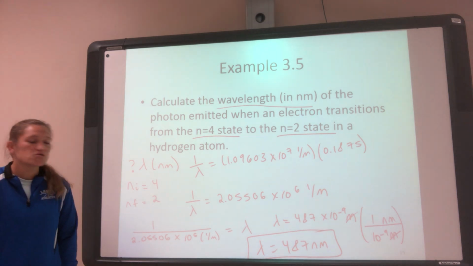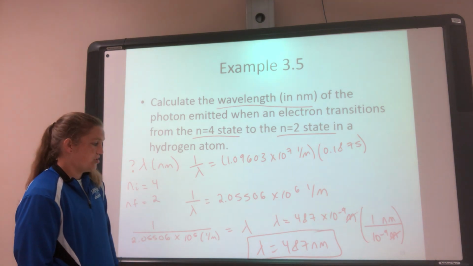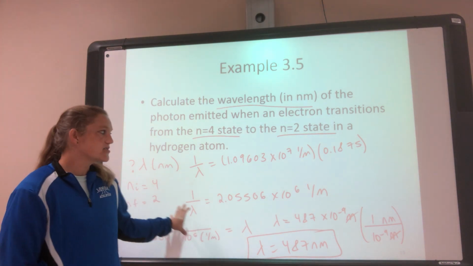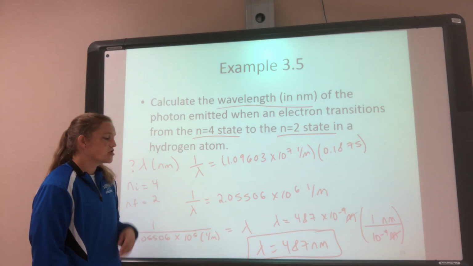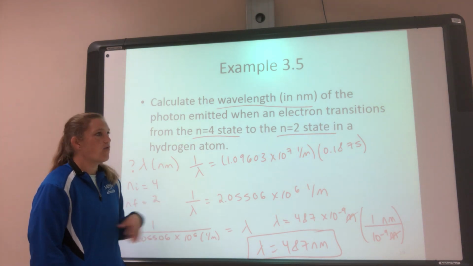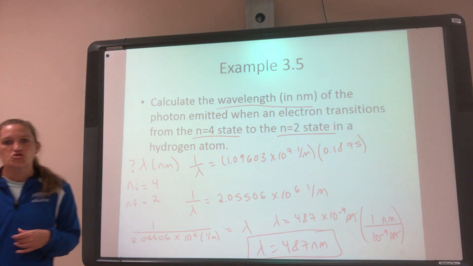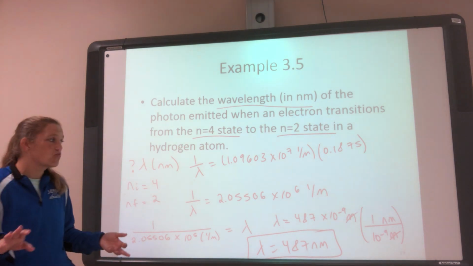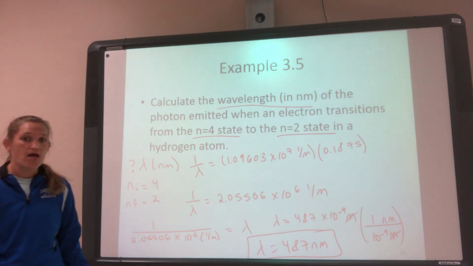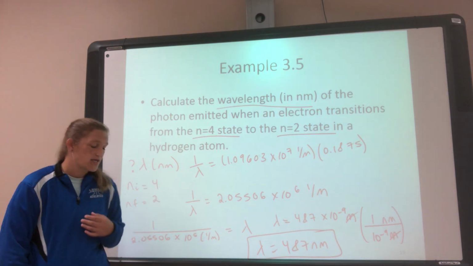Okay? So that's my Rydberg equation. And this is the hardest equation for this chapter. Okay? So the biggest thing that people try to do is they try to do all the math in their calculator in one big fell swoop. You don't want to do that. If you try to do all the math in one big fell swoop, you're going to get something wrong. So take your time and go step by step working it out.